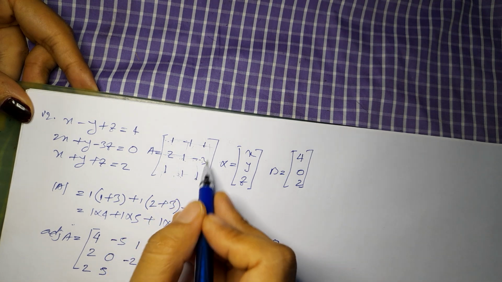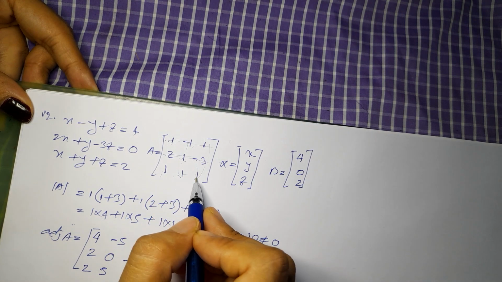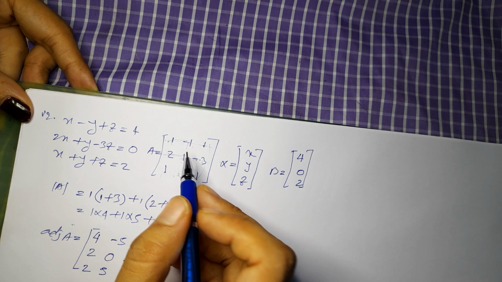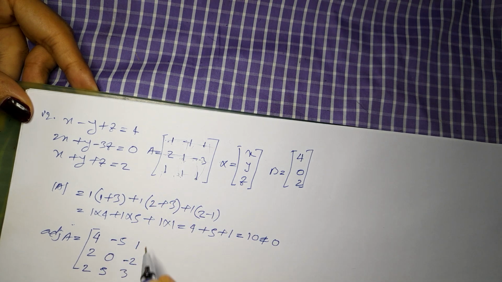Now eliminate this row and column. So 1, there is a positive sign. 1 minus and minus became plus. So 2, that is 3 plus 3.